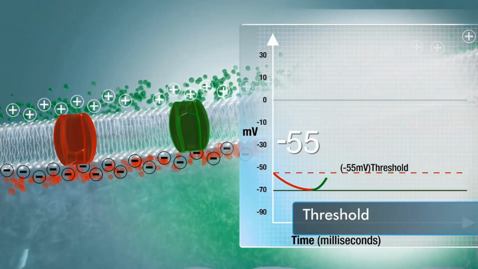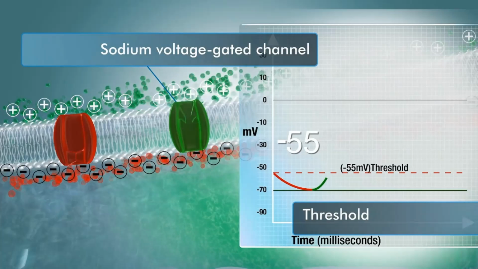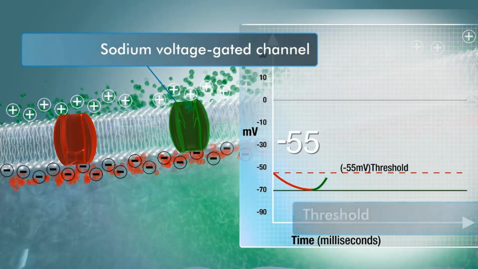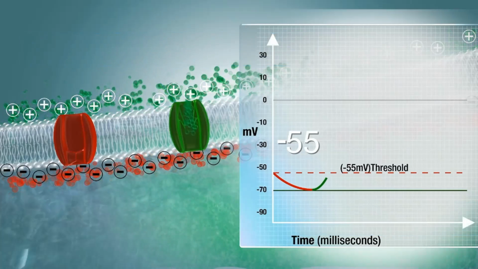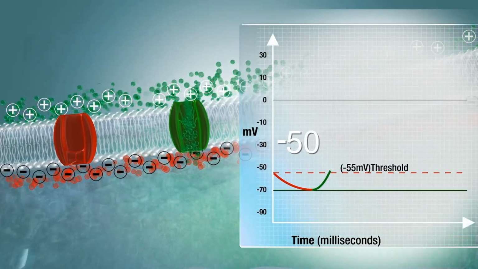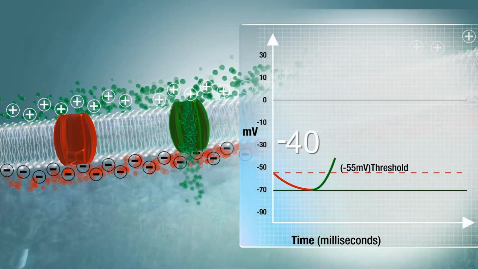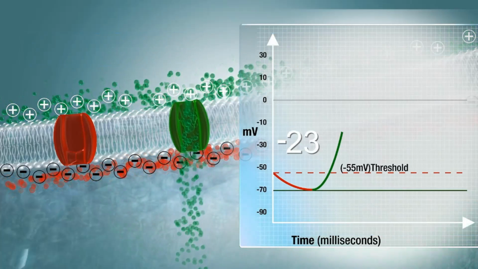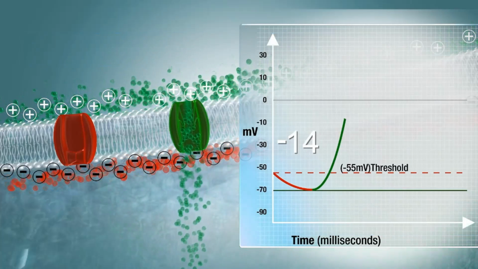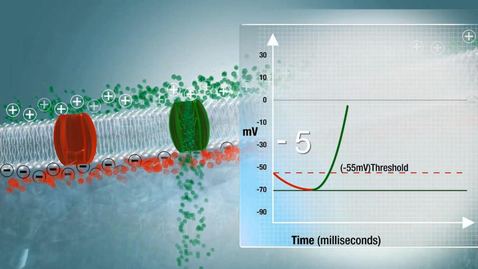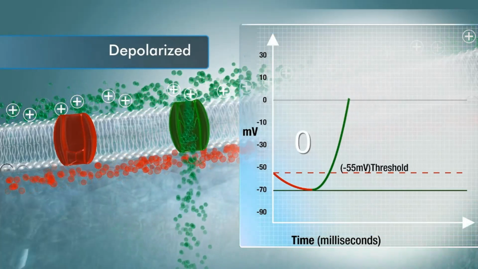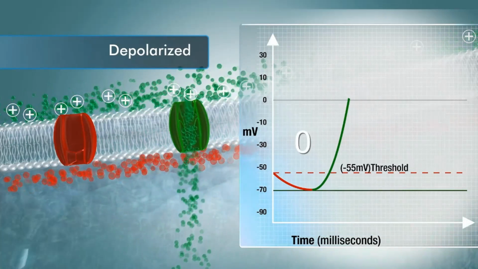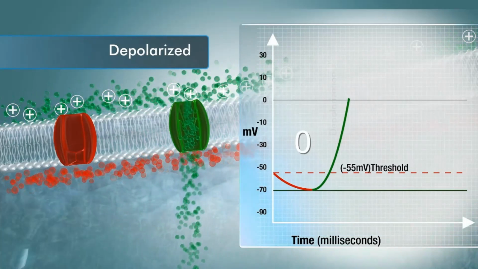Both sodium and potassium voltage-gated channels are stimulated to open. Sodium channels open quickly, allowing sodium ions to diffuse in and add positive charges to the inside of the cell membrane. If enough positively charged sodium ions diffuse in to bring the voltage on the inside of the membrane to 0 millivolts, it becomes uncharged, and we refer to the cell membrane as being depolarized.